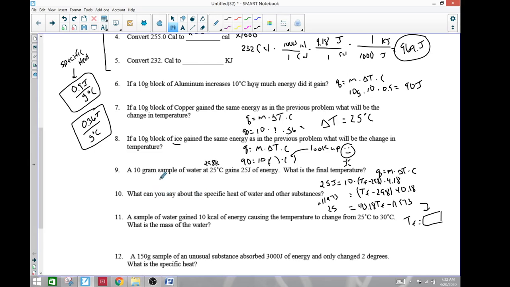The easier way is going to be just solving it for this guy. So I have 25 equals 10 times delta T, and then times, okay, I'm looking for specific heat of water, 4.18.